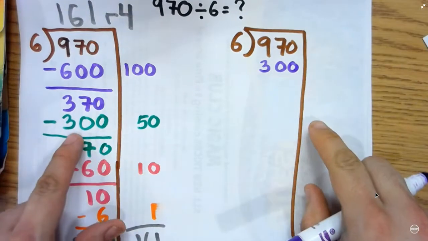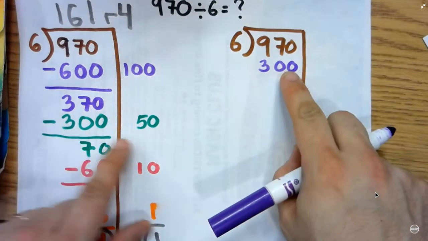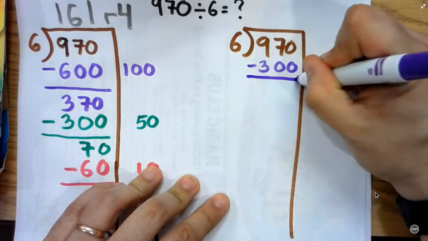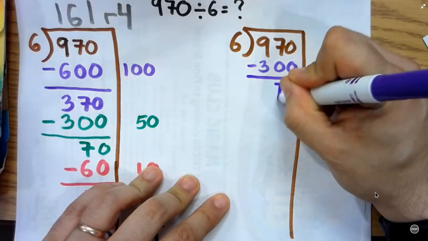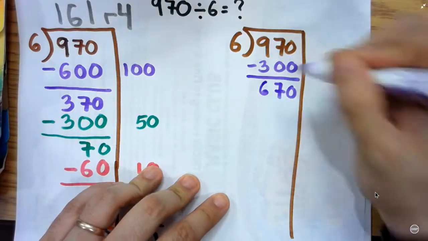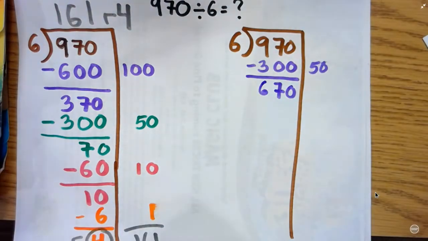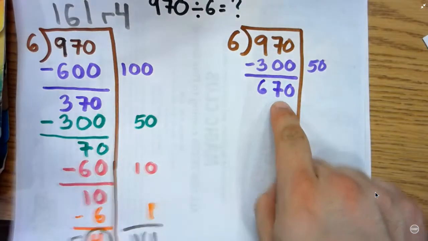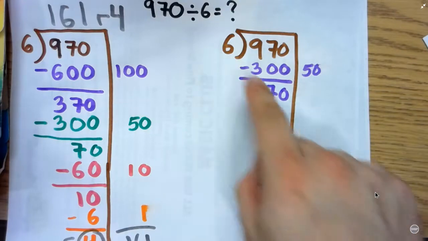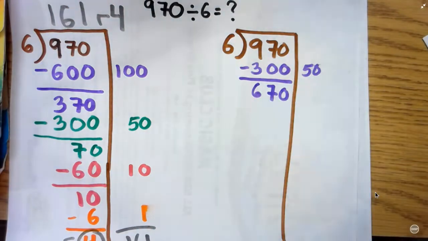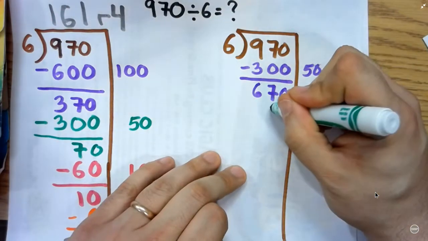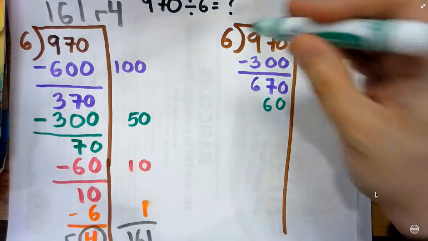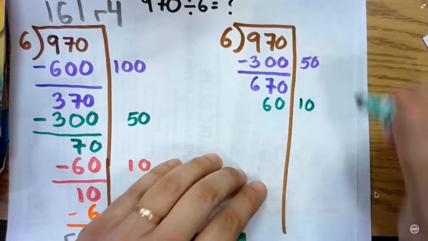Well, we actually did that before down here, so I know that 6 goes into 300 50 times. All right. And we have left 670 here. And maybe I'm looking at this thinking, ooh, 70 is close to 60. And I know that I can divide 60 by 6. So maybe for right now, I'm just going to take out 60 in hopes of getting this to be something that's a little bit easier to work with. There's no wrong way to do this. 6 goes into 60 10 times.